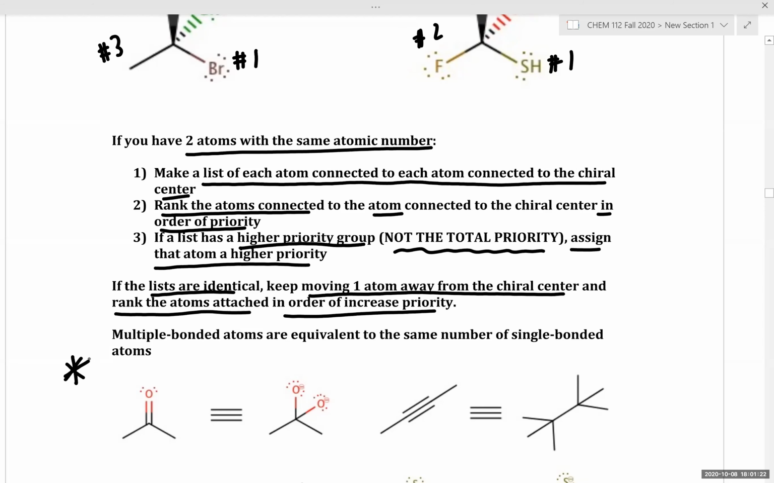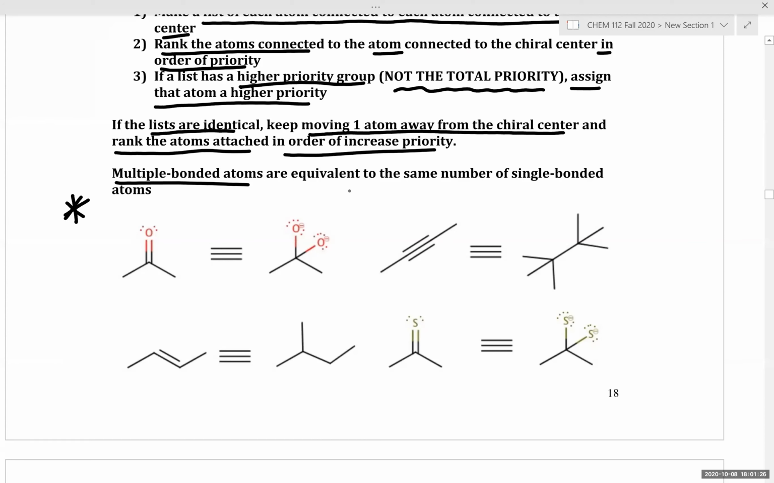One little catch that you need to be aware of is that multiple bonded atoms are equivalent to the same number of single bonded atoms. So, for example, you can think of a double bond as if your center was bonded to an additional carbon. A triple bond, you can think of it as if this carbon was bonded to 2 additional carbons. So multiple bonded atoms are counted as the same number of single bonded atoms. So a double bond to oxygen counts as 2 bonded oxygen atoms.